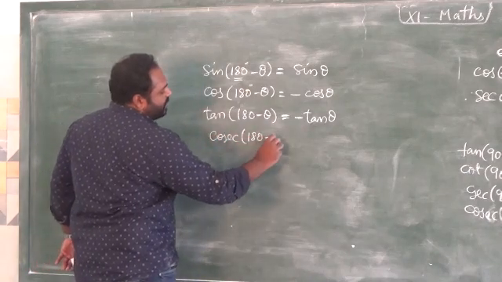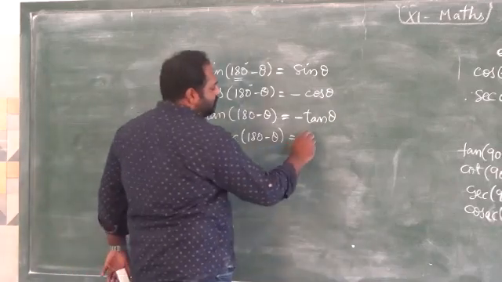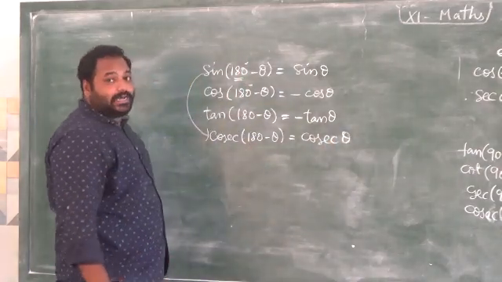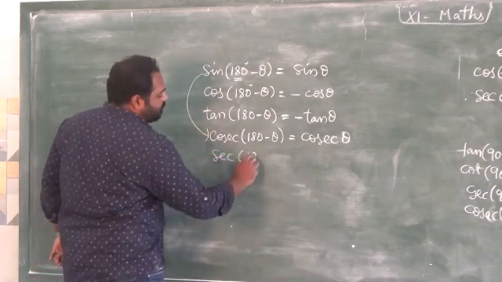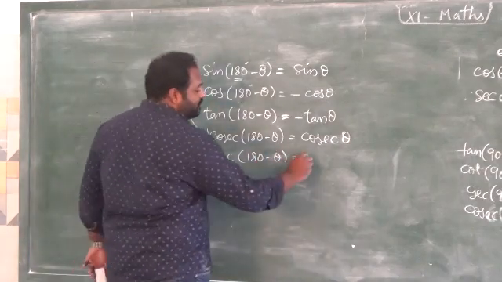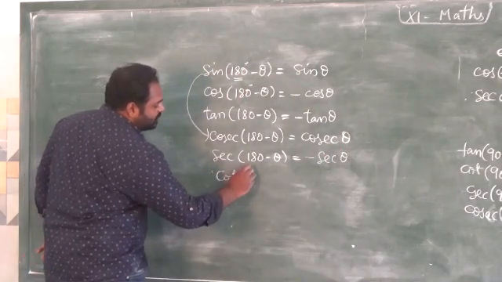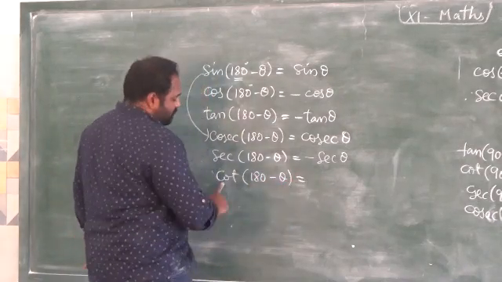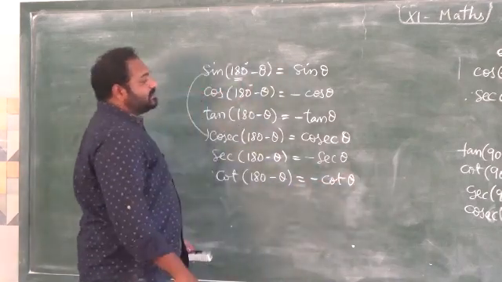Cosecant 180 minus theta. Second quadrant, cosecant and sin are positive. So cosecant theta, because for 180 we can't change anything in the ratio. Next, secant 180 minus theta. Second quadrant, secant negative, so minus secant theta. Cot 180 minus theta. Cot in the second quadrant is negative, minus cot theta.